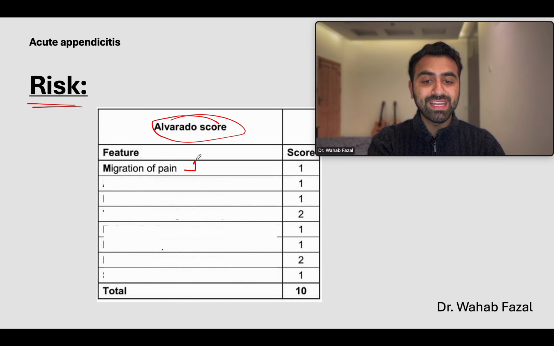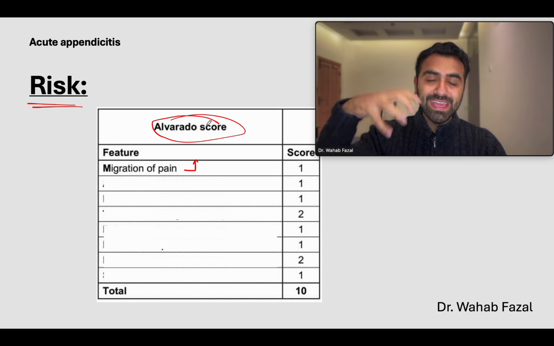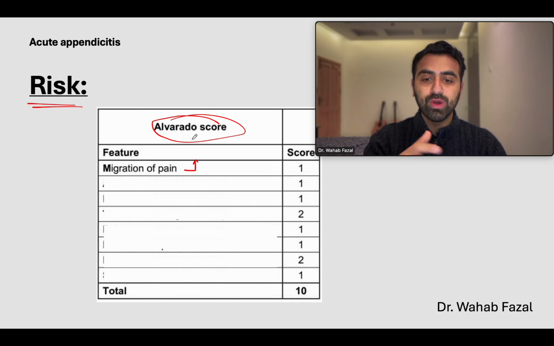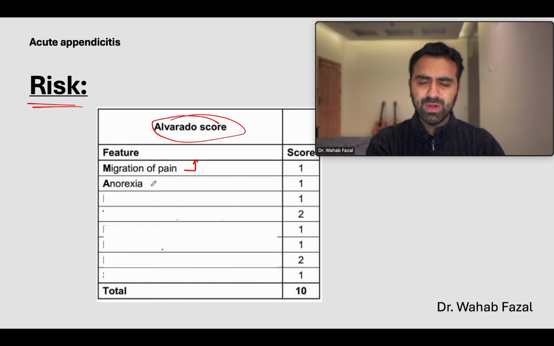When you have migration of pain, I told you about the migration of pain, meaning earlier you're getting that sort of dull, vague sensation of pain around the umbilicus, the T10 dermatome. Now that pain has migrated to sharp pain in the right lower quadrant. If you have migration of the pain, you have M. And then anorexia, meaning the person does not want to eat. They don't want to eat basically because they have this active inflammation and fever and nausea and vomiting. So they have this feeling of anorexia, and you get another point.